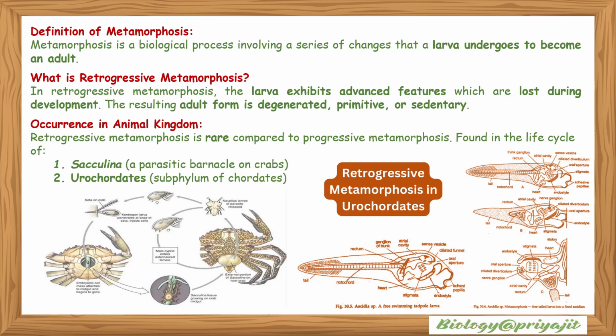Occurrence in the animal kingdom. Retrogressive metamorphosis is rare compared to progressive metamorphosis. It is found in the life cycle of Sacculina, a parasitic barnacle on crabs, and in Urochordates, a subphylum of chordates. This is the diagram of retrogressive metamorphosis in Sacculina, and this is the diagram of retrogressive metamorphosis in Urochordates.